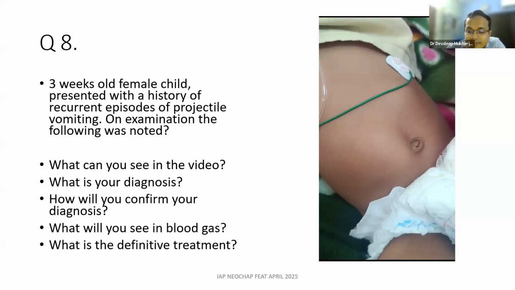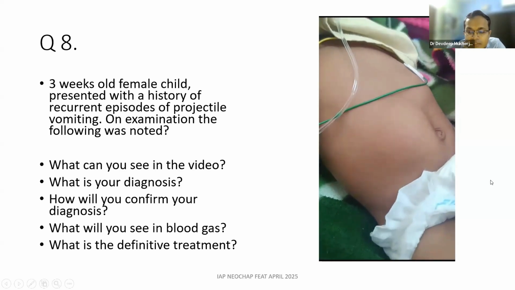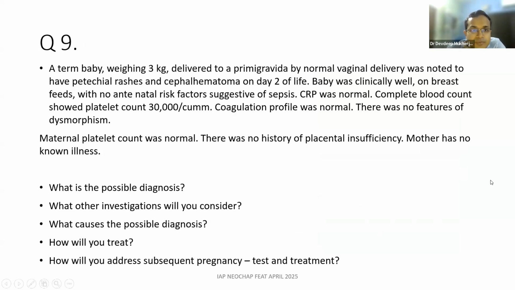Surgery, just writing surgery does not mean that's the treatment. So you have to be very specific about what kind of thing that we are looking at. Okay, let's move on to the next question. So read through it carefully.